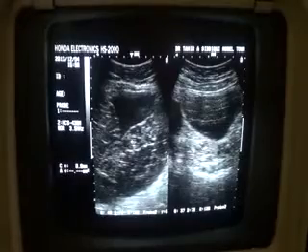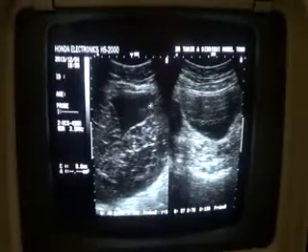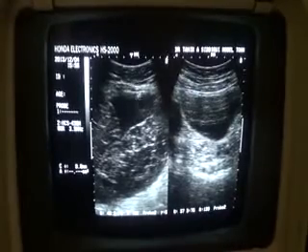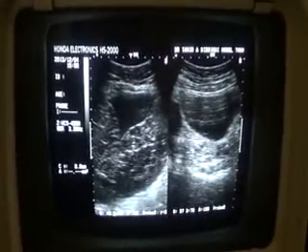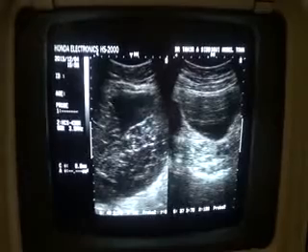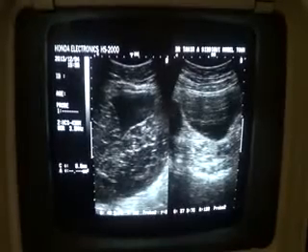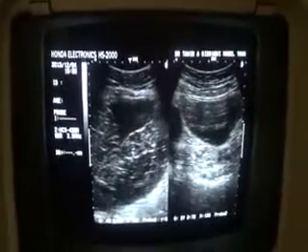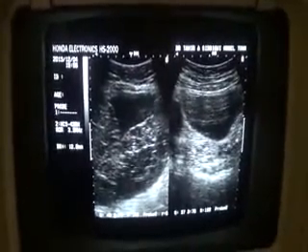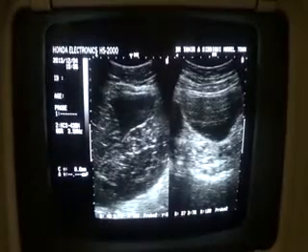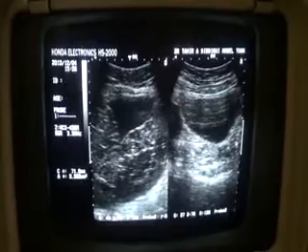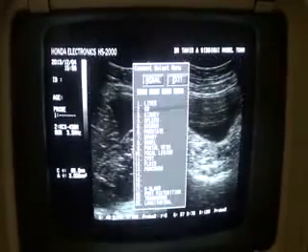Now you see it has a fluid component in abundance. This is the fluid component. This is thin walled, and these are the septas, whereby this is the ovary. Left ovary, small sized.